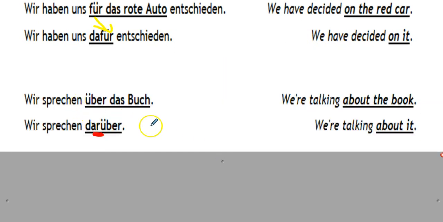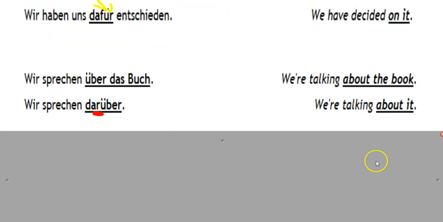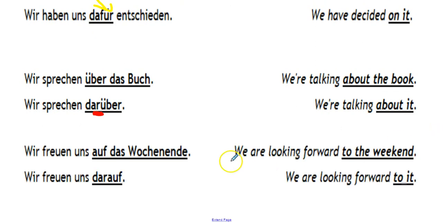Here's one that begins with a vowel. So, wir sprechen über das Buch. Wir sprechen darüber. So the buffer R goes between the vowel A and the vowel of the U umlaut. And one more. Wir freuen uns auf das Wochenende. Another one that begins with a vowel. So buffer R. Wir freuen uns darauf.